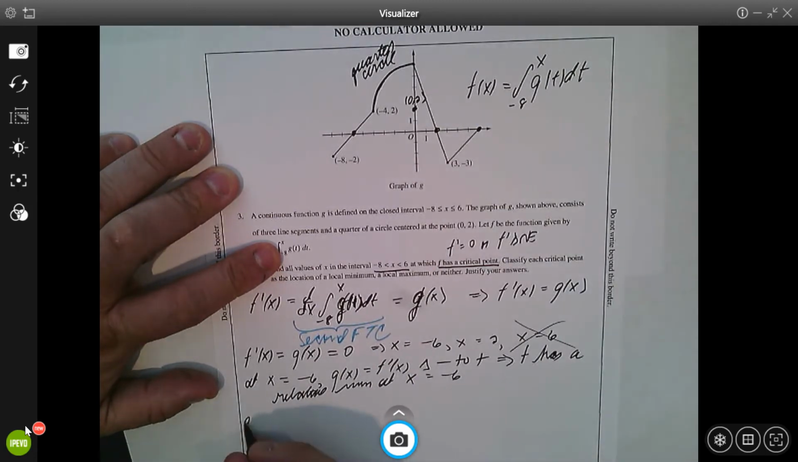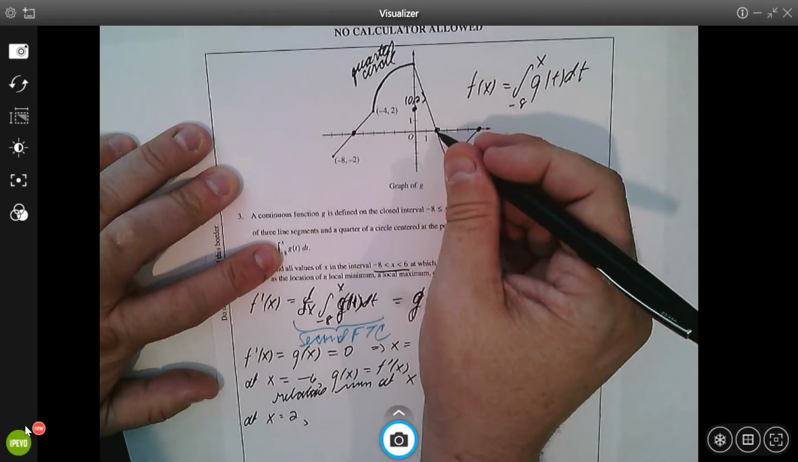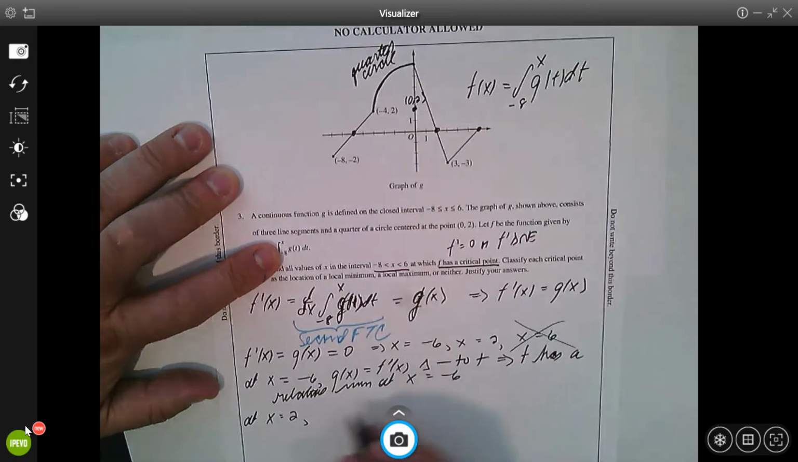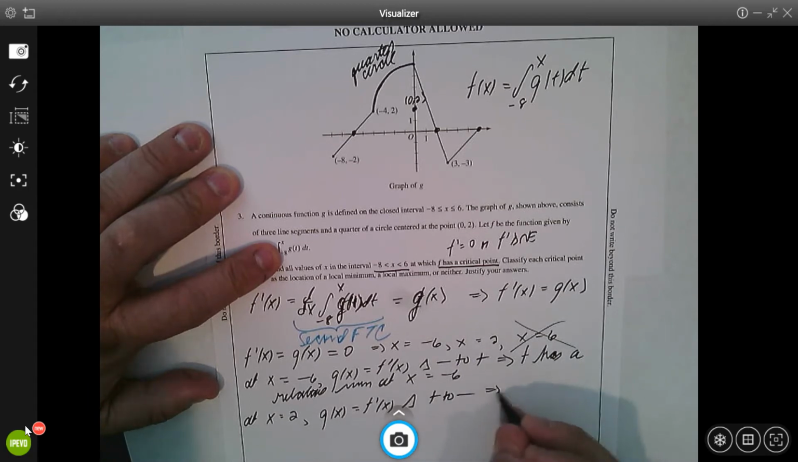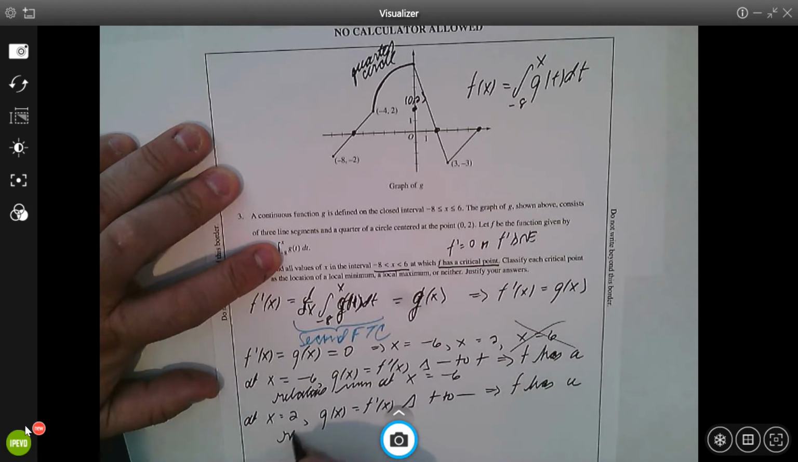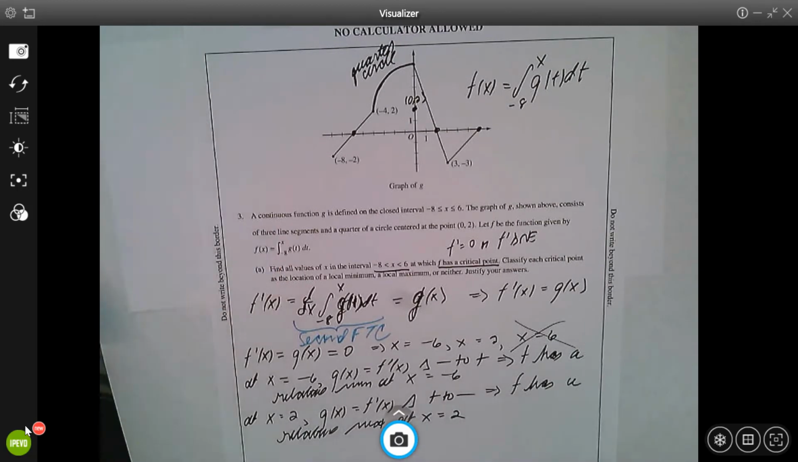If I look at x equals 2, what's happening at x equals 2? My function g, my graph, changes from being above the x-axis to below. So g, which is f prime, changes from positive to negative, which means that f has a relative max at x equals 2. That's it. That's everything that we need to do here.